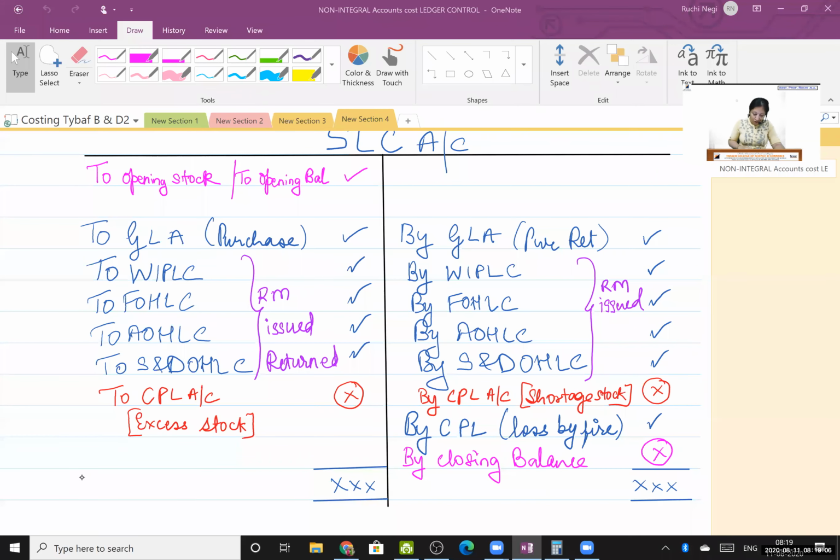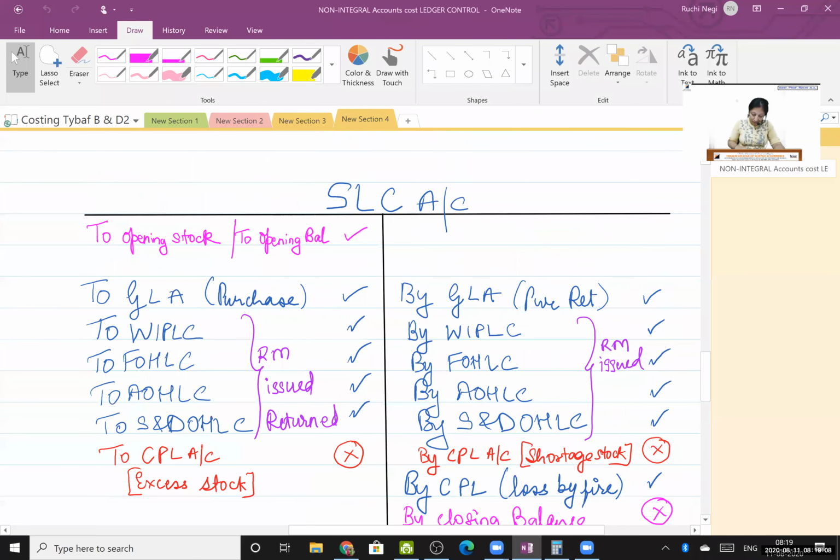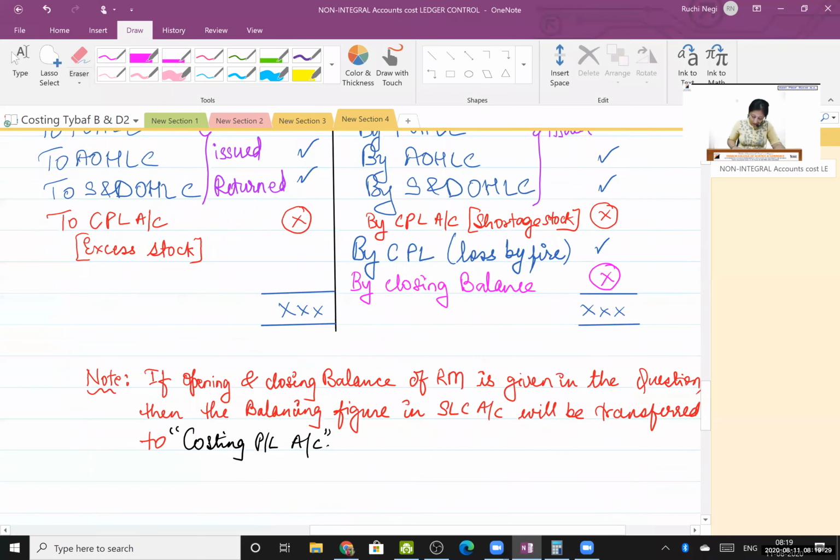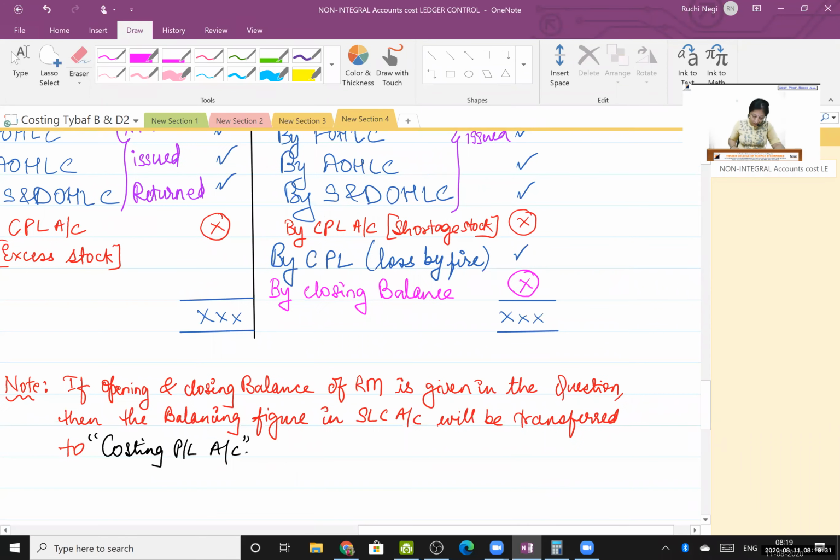Okay. So opening stock, that will be there in the question. That's the opening balance. Thanks, Shubham. Then closing balance will be the balancing figure. See, I've put it in a box. I mean, I've encircled it. So it indicates balancing figure. Okay. And now see what I've written. Note down this also.